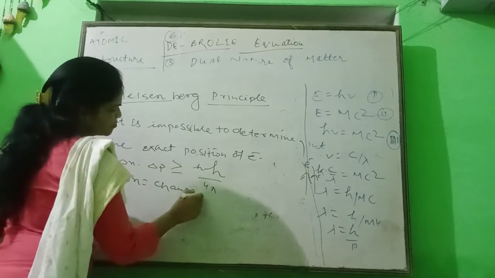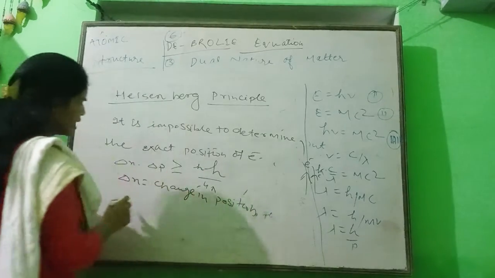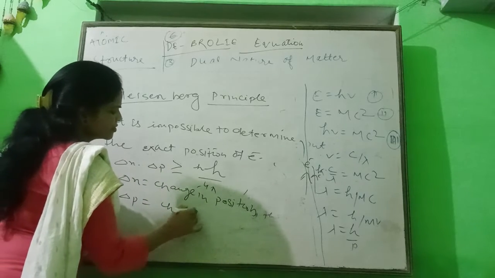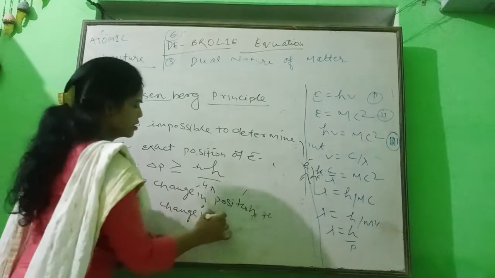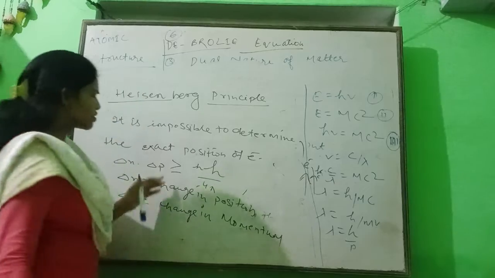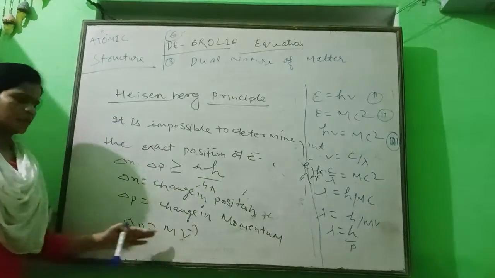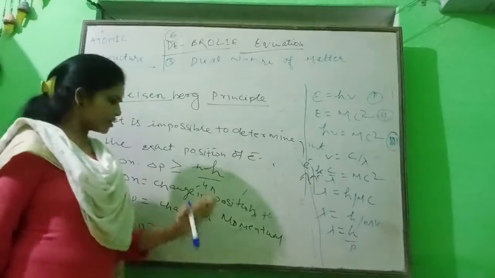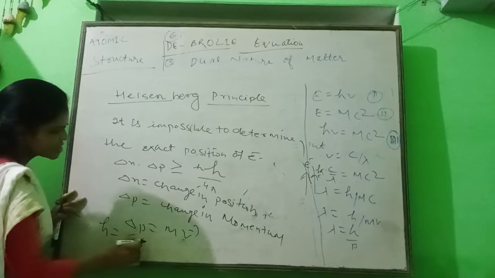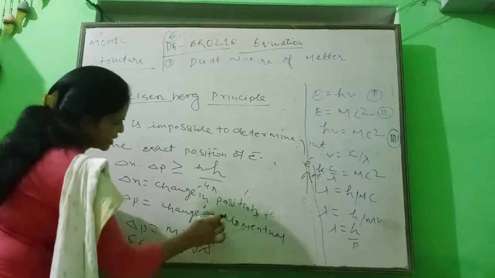where delta x is the change in position and delta p is the change in momentum. This is called linear momentum. Delta p is equal to m into v, where m is the mass of the electron and v is the velocity of the electron, and h has the value 6.6 into 10 to the power minus 34 joule second.